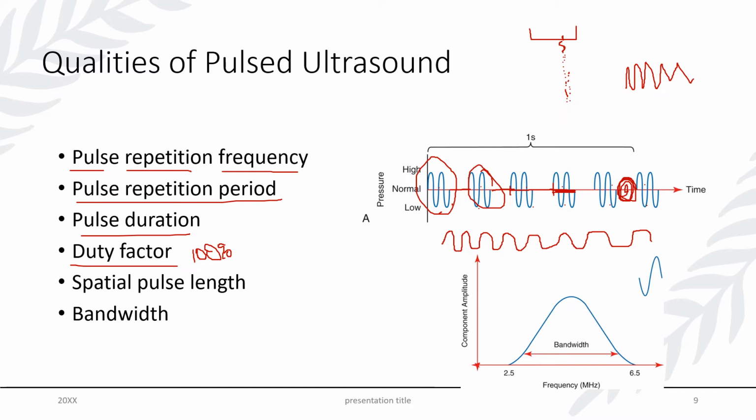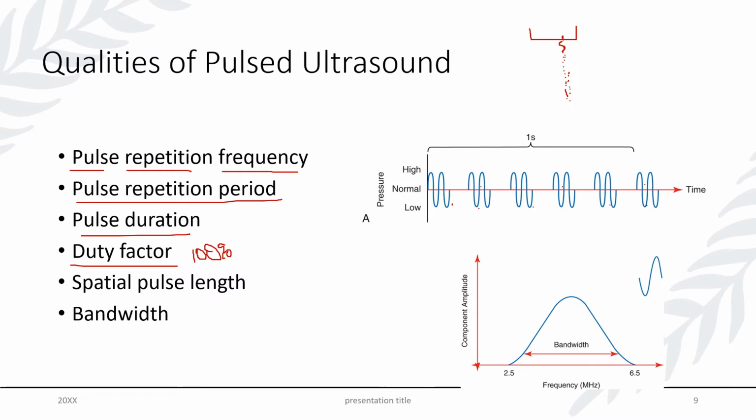Okay, another term that you want to be somewhat familiar with, because it contributes to what we call axial resolution, is spatial pulse length. If each of my cycles takes up this much space and time, the wavelength takes up such and such space, and I want to know how much space the overall pulse takes up, I would multiply my wavelength times the number of cycles in my pulse, and that would give me my spatial pulse length.